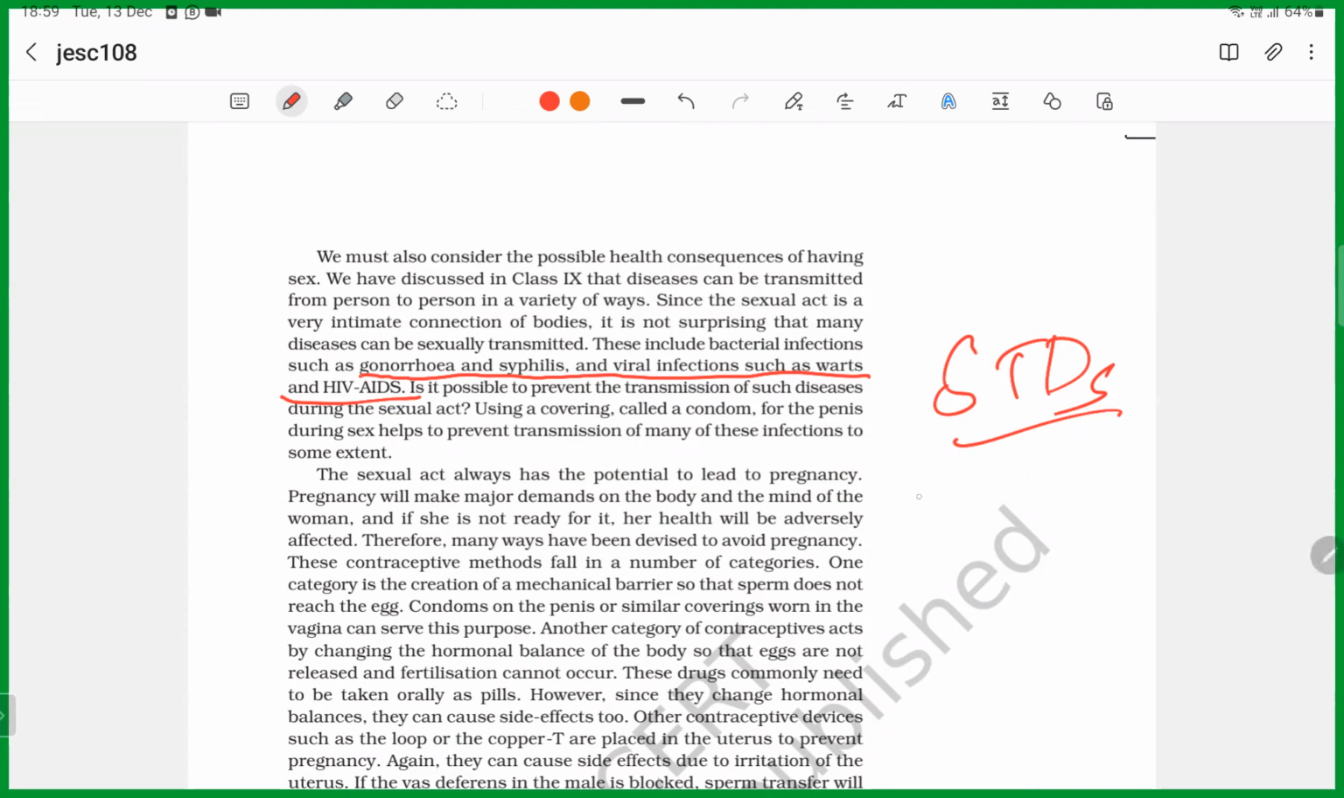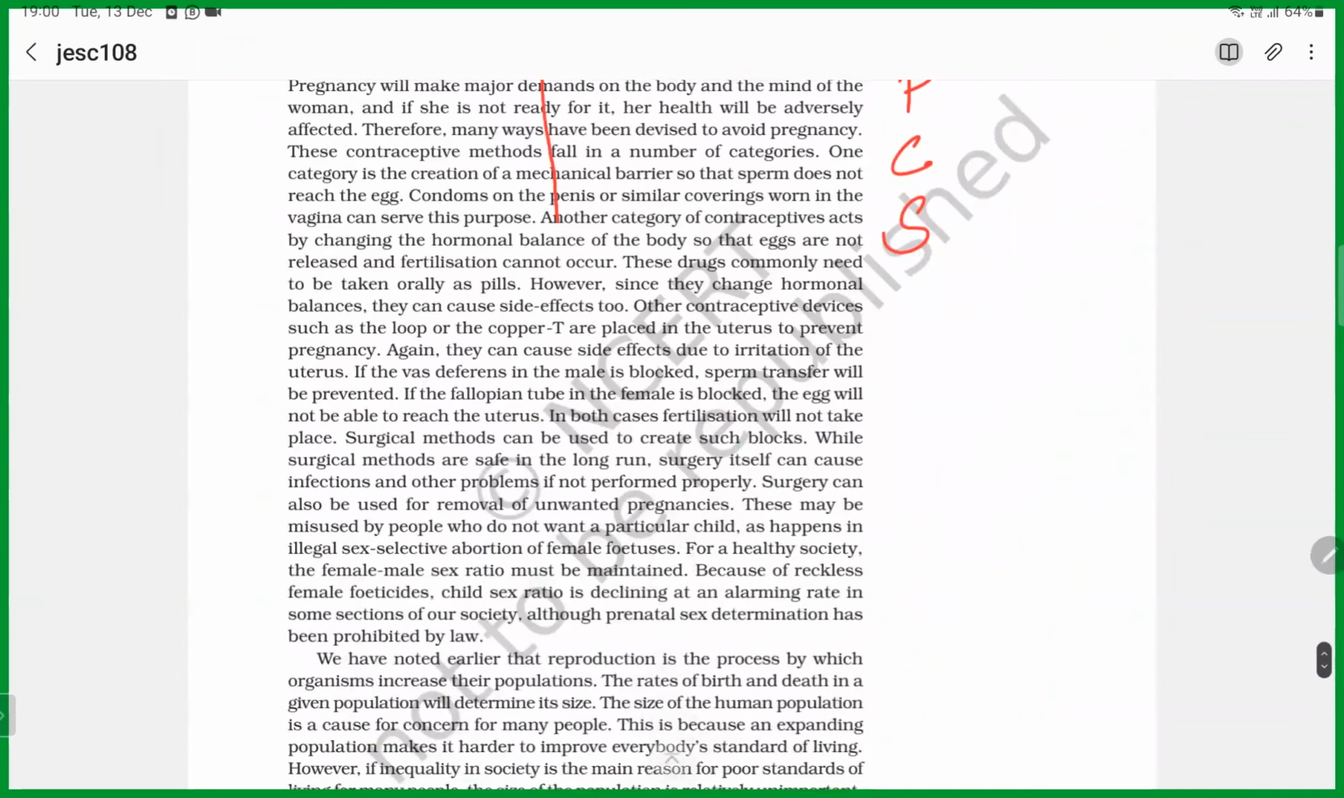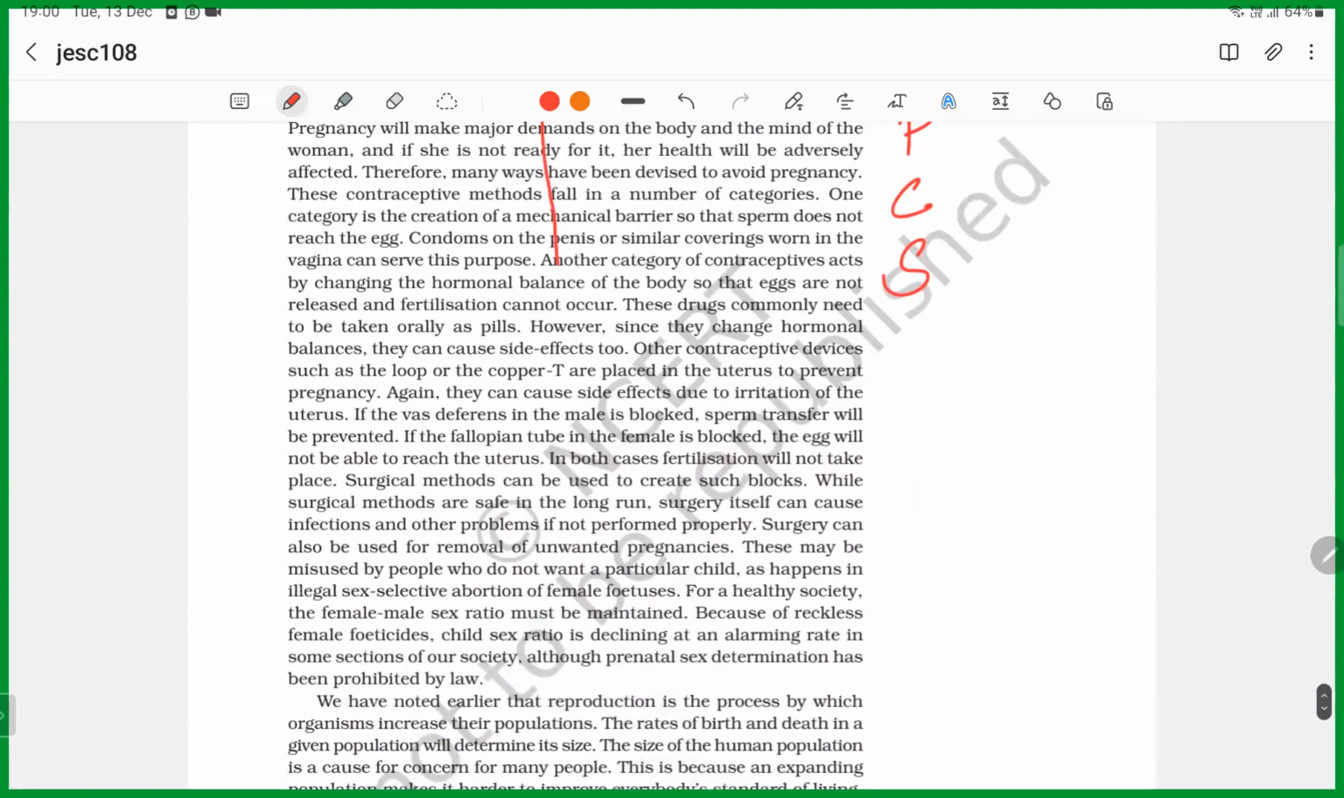As we discussed earlier, it is classified into physical, chemical, and surgical methods. Physical, in the sense of using a condom in men. That is one physical device. And in women, the physical device is called Copper T. In men, condoms; in women, Copper T. It is also called IUD, intrauterine device. It is kept in the uterus to prevent pregnancy.